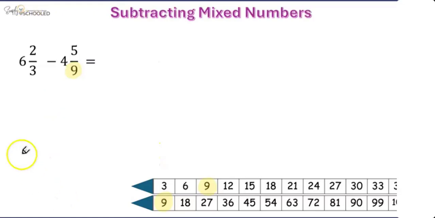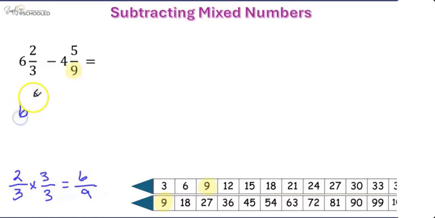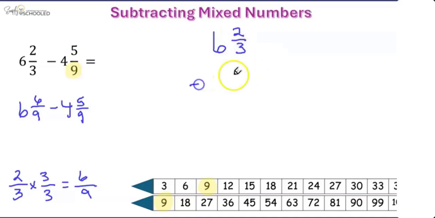I just need to change 2/3 to multiply by a fraction to get an equivalent fraction with a denominator of 9. So 3 times 3 is 9. So I multiply the numerator by 3. 2 times 3 is 6. So now I can rewrite this to be 6 6/9 minus 4 5/9. And like I said, I like to write it up and down. So it would be 6 2/3 minus 4 5/9.